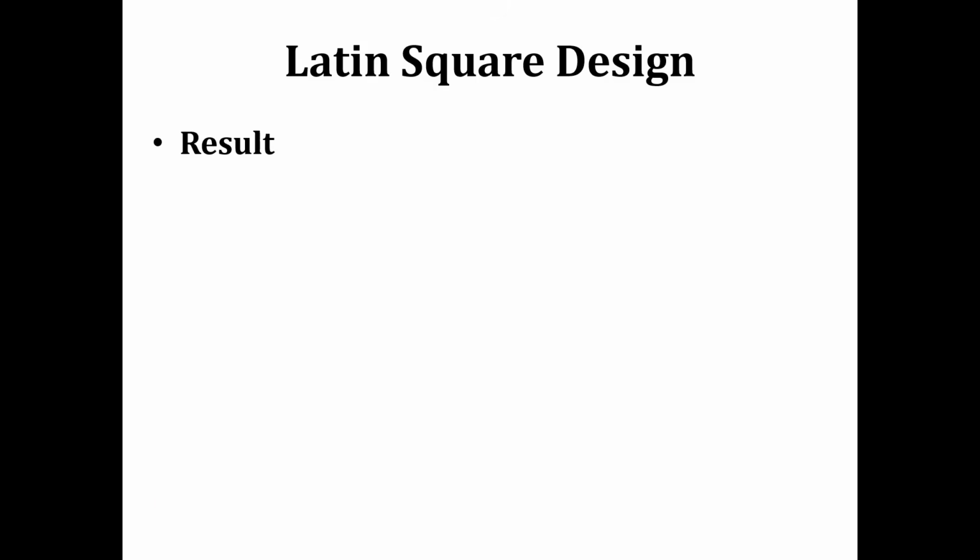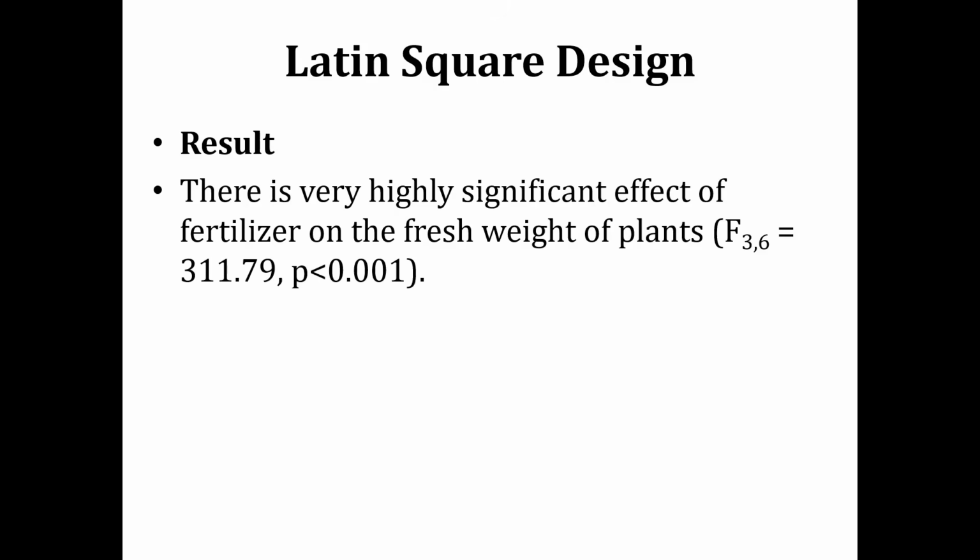Now it is time to report the result. And the result for the source of variation of interest, which is our independent variable: there is a very highly significant effect of fertilizer on the fresh weight of plants. So the F value at degrees of freedom 3 and 6 is 311.79, and the probability is less than 0.001.